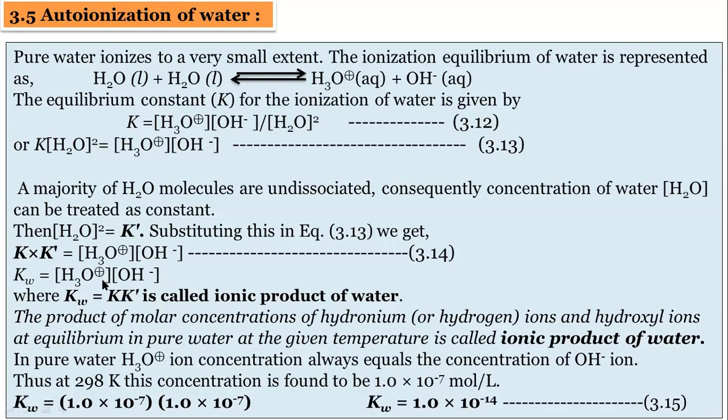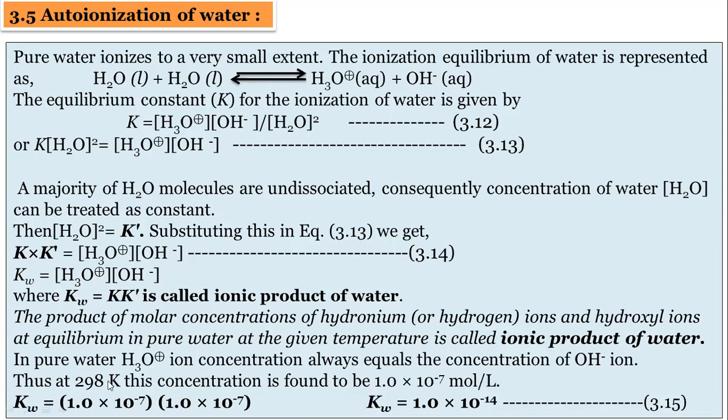We can also write the definition. Kw, the ionic product of water, is the product of hydronium ions and hydroxyl ions. This H3O+ is called hydronium ions, and this OH- is called hydroxyl ions. So it is nothing but the product of hydronium ions and OH- ions at a given temperature. It is called the ionic product of water. In pure water, remember one thing, the concentration of H3O+ and the concentration of OH- is exactly the same.